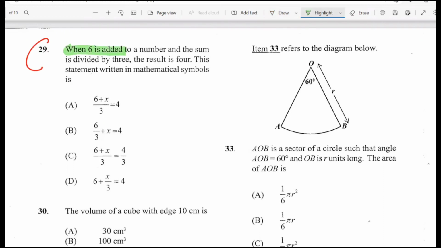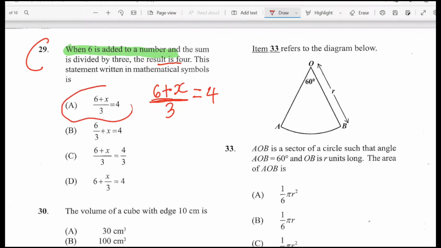When 6 is added to a number, so let's make up this number, x. So when 6 is added to x and the sum is divided by 3, the sum. So the sum of this is to draw a line all the way on the 6 and the x. And the sum is divided by 3. They did say the result is, which refers to equal 4. We're looking for that. So 6 plus x all over 3 equal 4 is the response. A. Number 30.